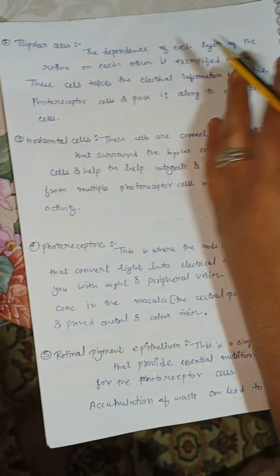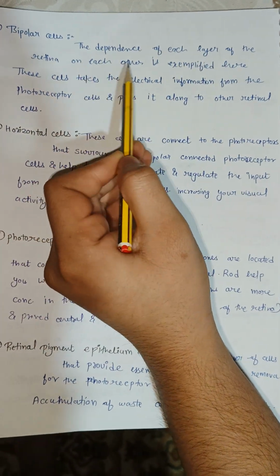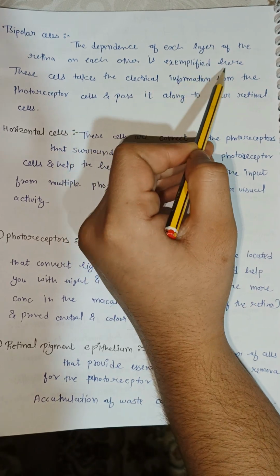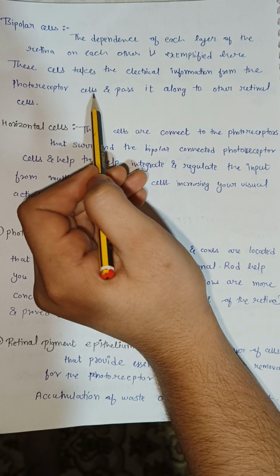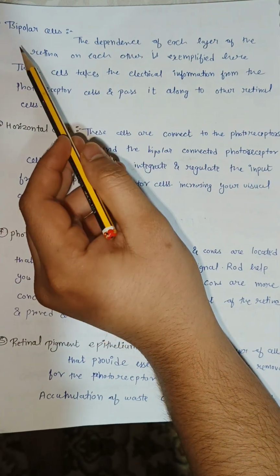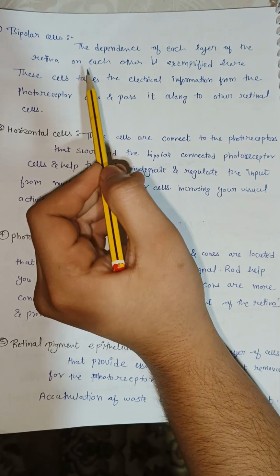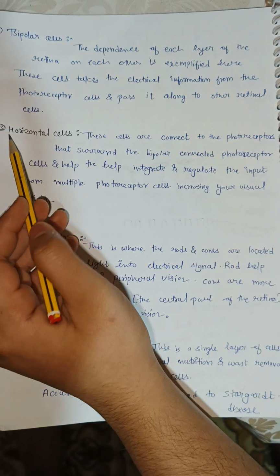The second is the bipolar cell. Here the dependence of each layer of the retina on each other is amplified. These cells take the electrical information from the photoreceptor cell and pass it along to other retinal cells. Bipolar cells convert electric signals and pass them on, and they go by the optic nerve to the brain.